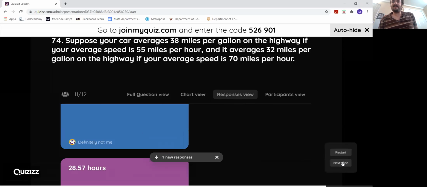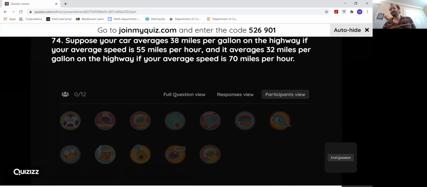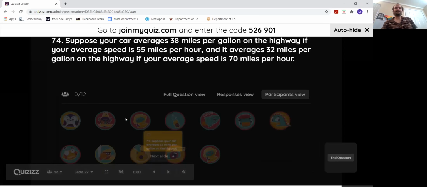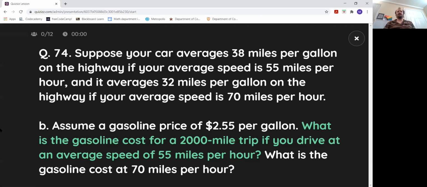Okay, so that is the time it takes. It is obviously going to take you more time going slower, I think is what we figured out. It was like 36 versus 28, right? Something like that. Now, we've got a little bit of a different question. Assume the price is $2.55 per gallon. What is the gasoline cost for a 2,000 mile trip if you drive an average speed of 55 miles per hour?